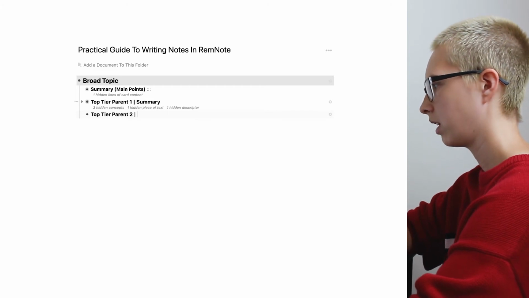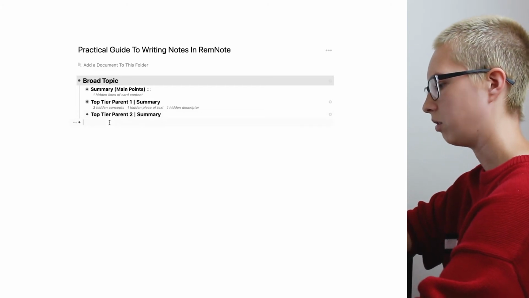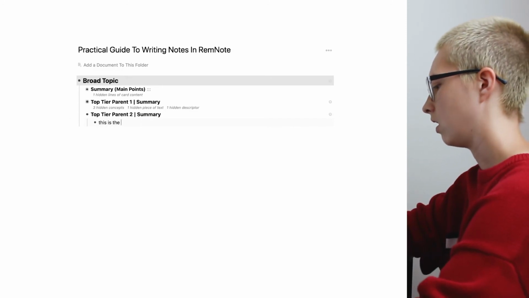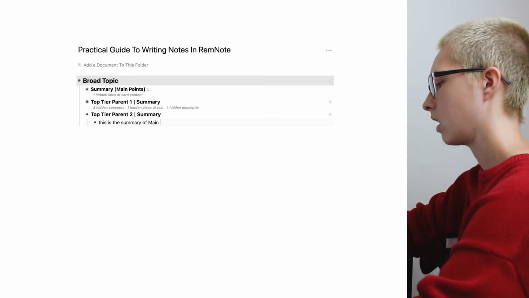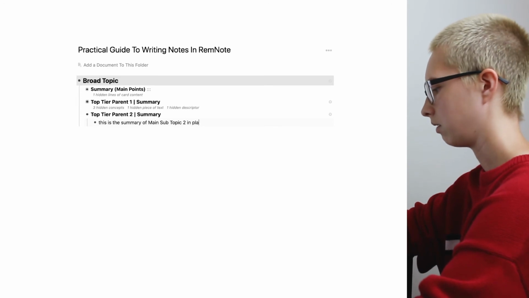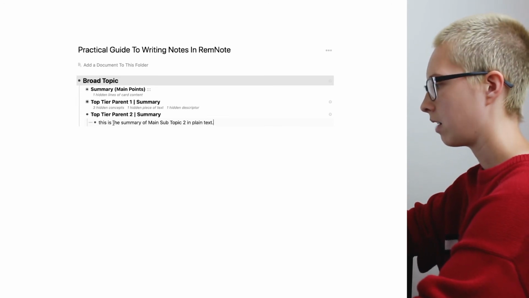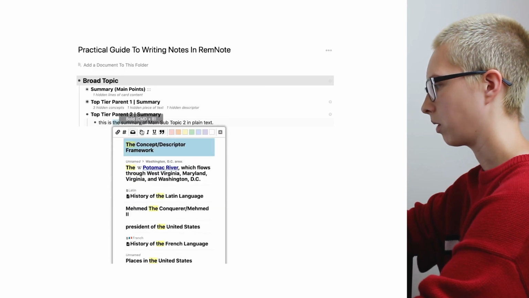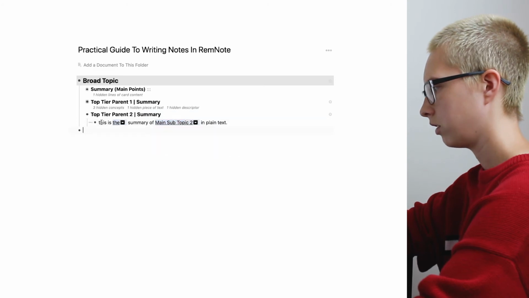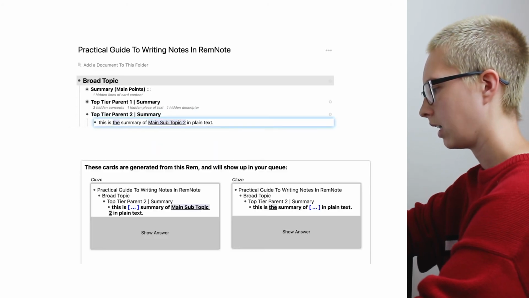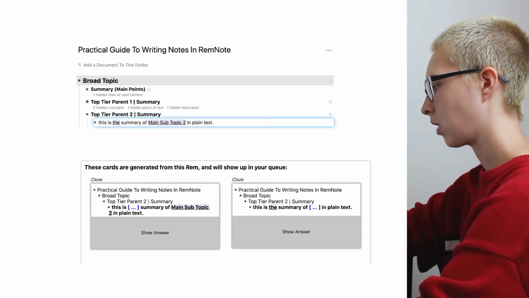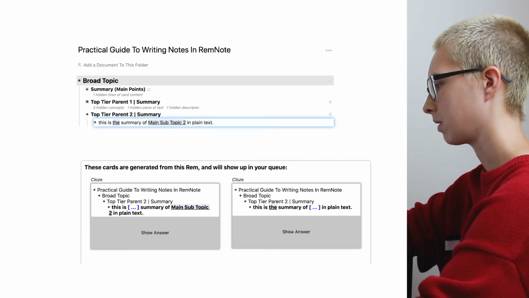Now I'm going to show you how to use something called a cloze function. This is very similar to Anki. So if I were to have some information here, this is the summary of main subtopic 2 in plain text. And I want to recall this word. I'll go into create cloze and main subtopic 2. So if I were to look at this flashcard, it will prompt me to remember the, and in another instance, prompt me to remember main subtopic 2.